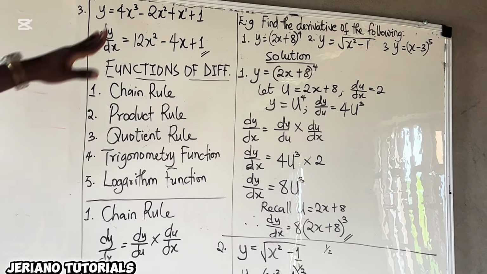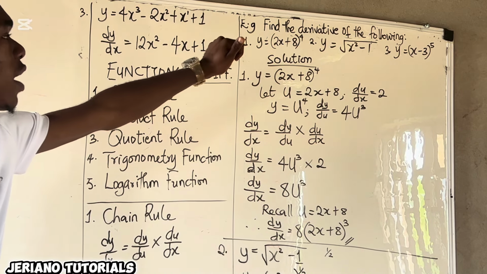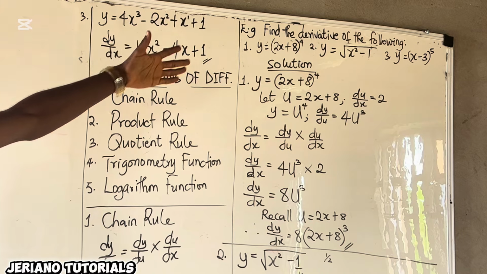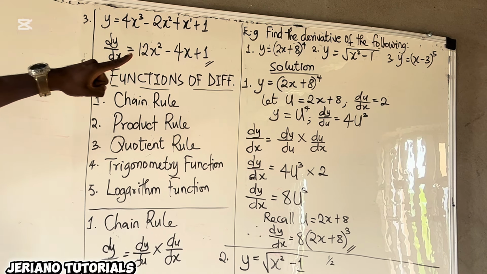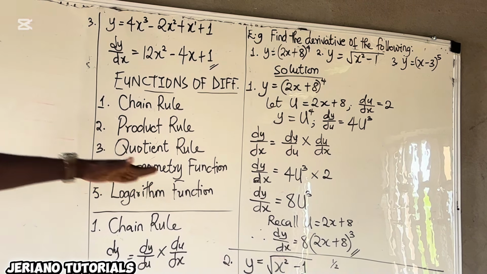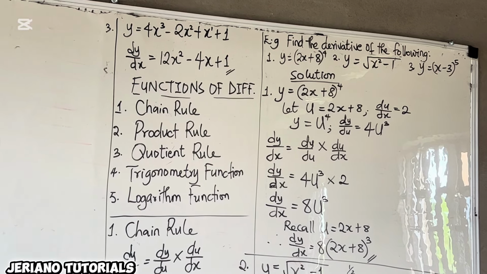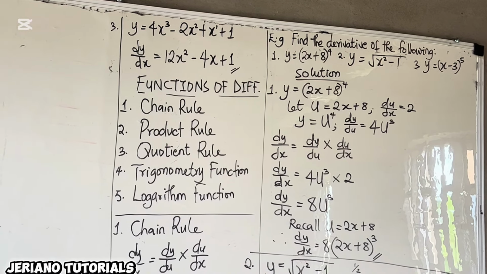Okay, that's for number 3. Please do that and then drop your answer in the comment section. We want to go straight to product rule, so try to fix number 3 using what we've learned. I want to see your answer in the comment section. Okay, now let's go over to product rule.